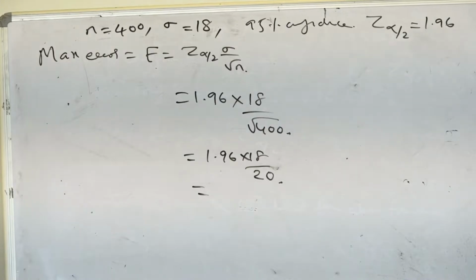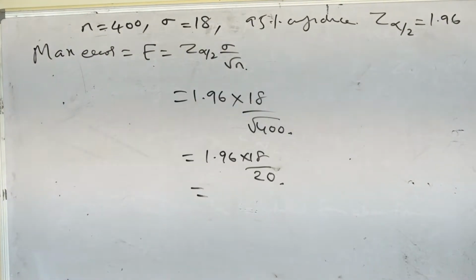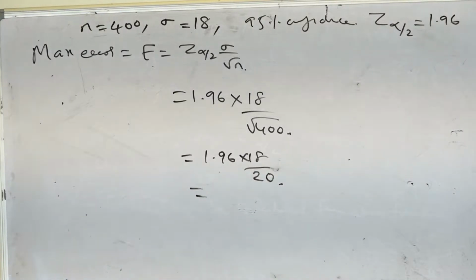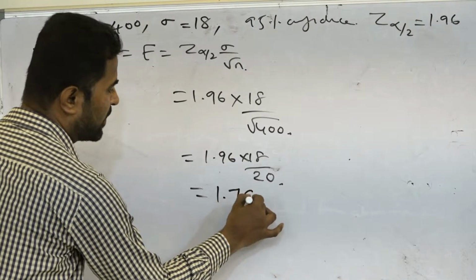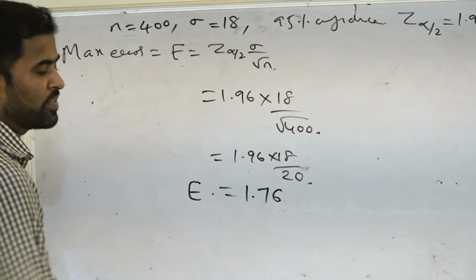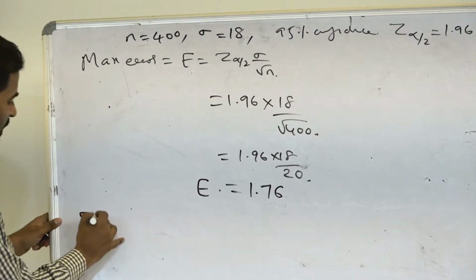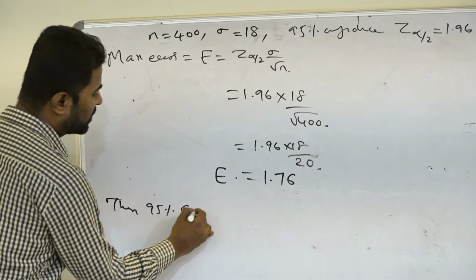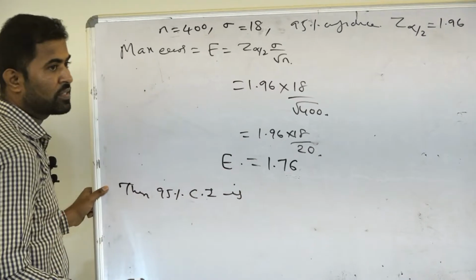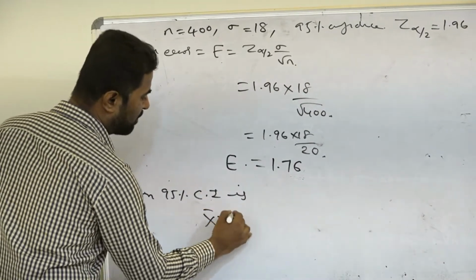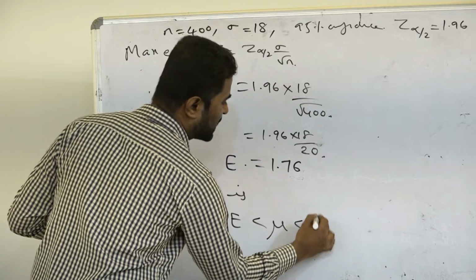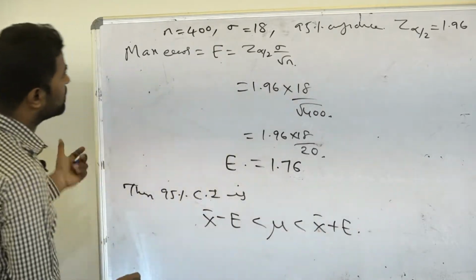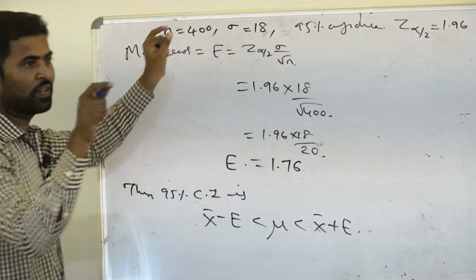So it will be around 2, I think. 2 or 1.7 something, yes, less than that. 1.76. E is equal to 1.76. Then the 95% confidence interval is x bar minus E less than mu less than x bar plus E. X bar, achha, x bar is given, not mu.